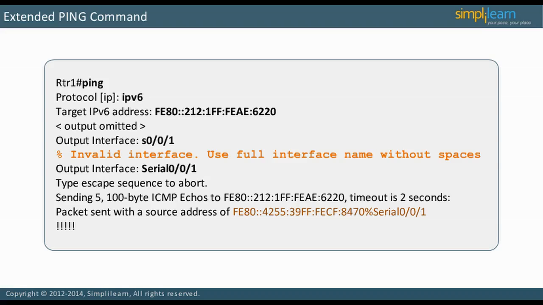For output interface, the entry S0/0/1 doesn't seem to work. The error message says to enter the full interface name. It looks like the input serial 0/0/1 works. Note that the output then says the packet was sent with the address, then a %, then the interface. And the ping works. Take some time to review the output on this slide. Let us discuss transition strategies in the next slide.